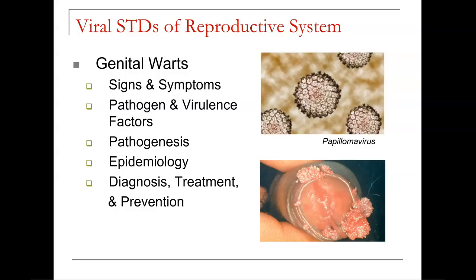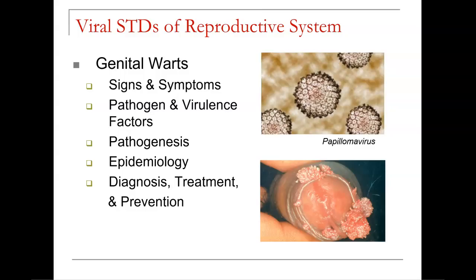Genital warts. Signs and symptoms. Warts are going to be formed on the genitalia and surrounding areas. You're going to have large growths called condylomata acuminata, and they may form up and down the genitalia, like we said. This is going to be caused by the pathogen human papillomavirus, or HPV.